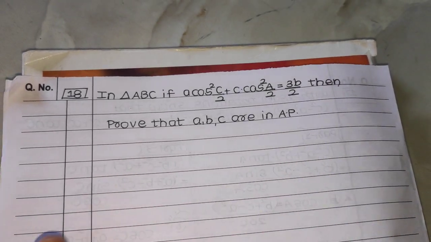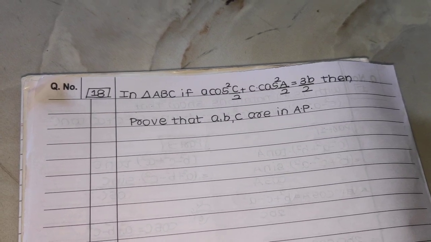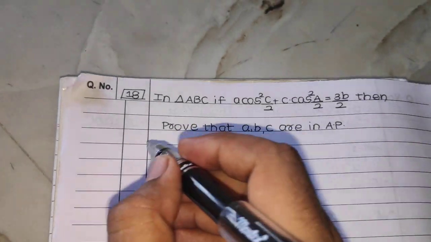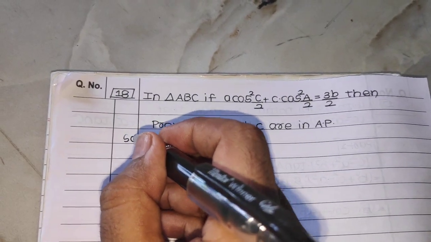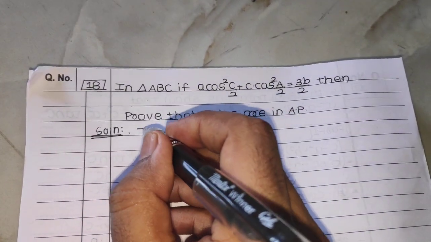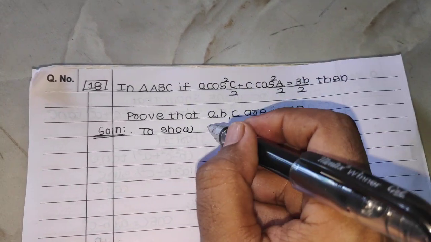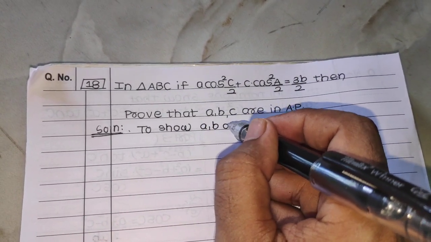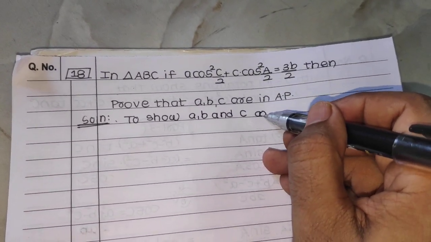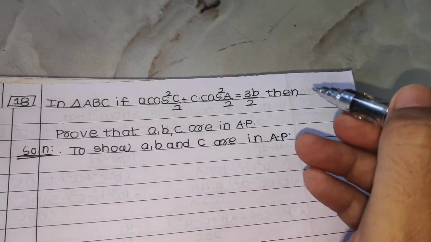So example number 18. In triangle ABC, if a cos square C by 2 plus c cos square A by 2 equals 3b upon 2, then prove that a, b, and c are in arithmetic progression.